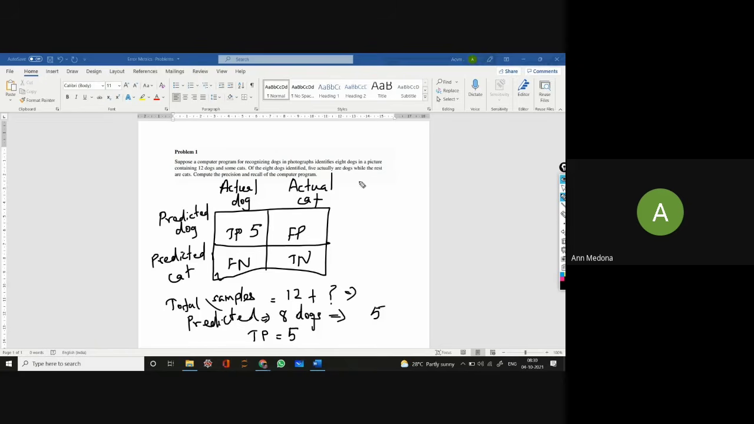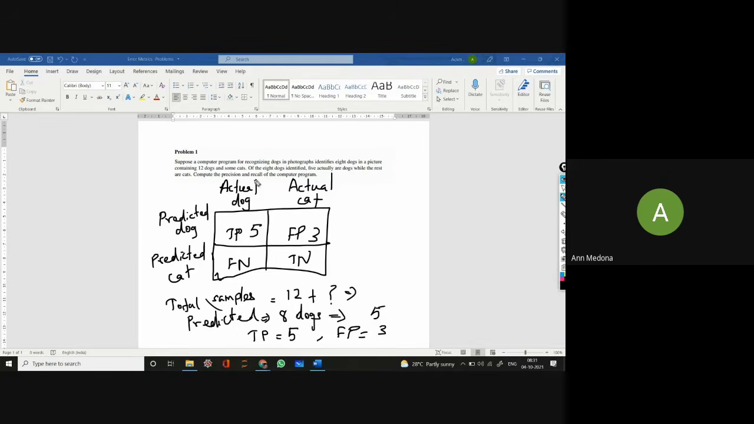What is the next information given? While the rest are cats. So the rest are cats, so 8 minus 5 will be equal to 3. This is nothing but our false positive. Why has this 3 value come as false positive? It is predicted as dog, but it is actually cat.